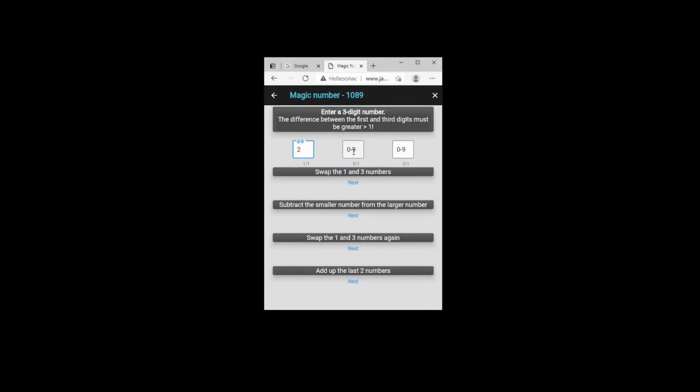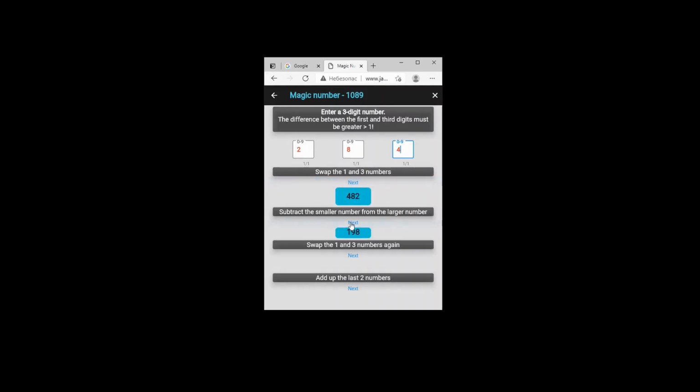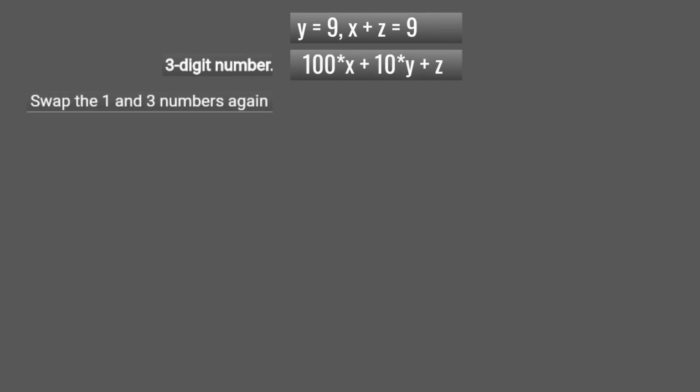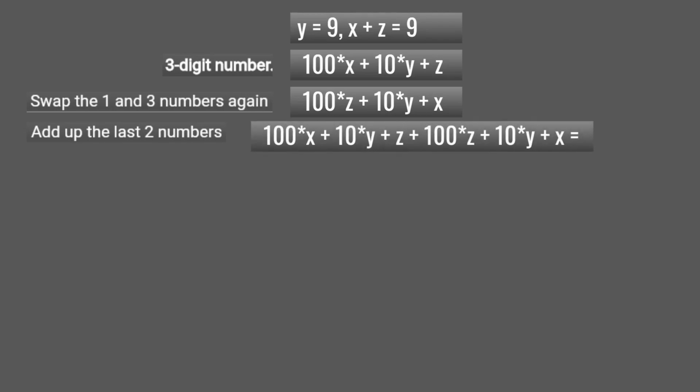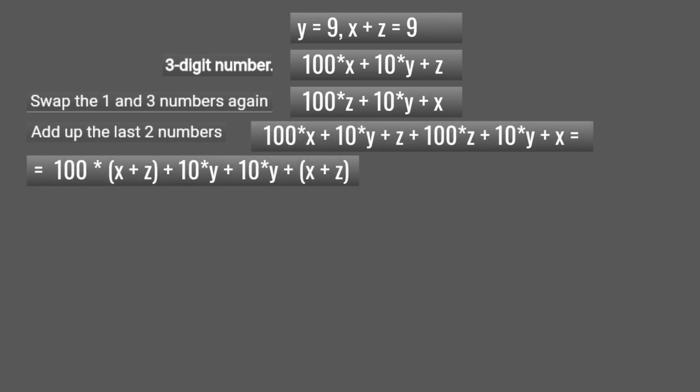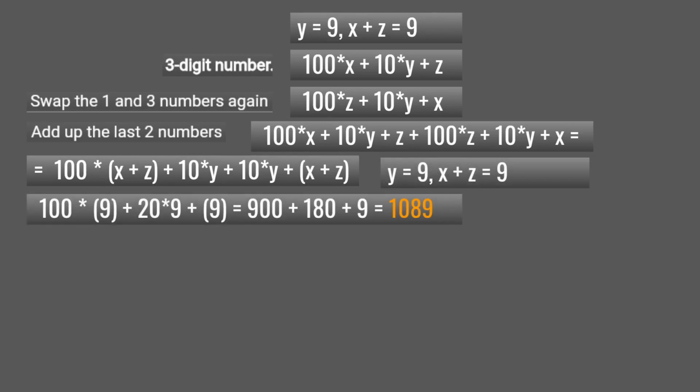And now let's move on to the main problem with the magic number 1089. Our three-digit number is. Swap the 1 and 3 digits. Add up the last two numbers. Let's substitute our values into the equation. Bingo! We solved the problem with the magic number 1089.